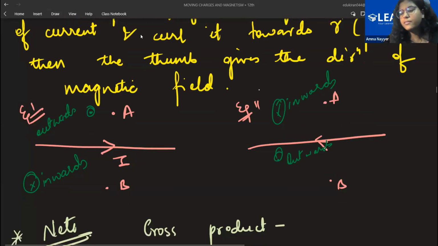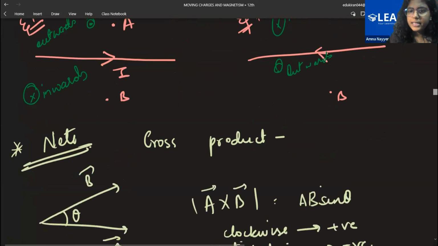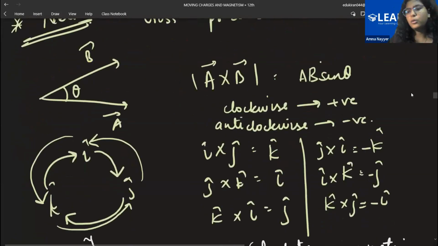So we have discussed cross product earlier also, and now a little revision of cross product. Basically cross product is A cross B, two vectors. Now this is the polar form: AB sine theta, we write A vector multiplied by B vector and multiplied by the sine of theta. Then for Cartesian form, we use I cap, J cap, K cap.